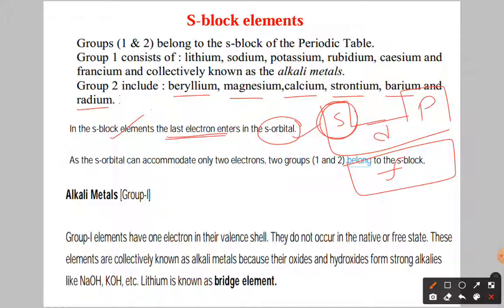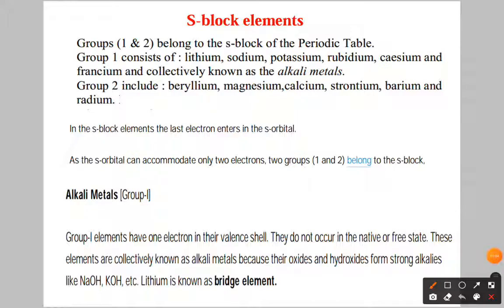So as you know very well, S orbital can accommodate a maximum of how many electrons? 2 electrons. So because of that reason, in S block we have only two groups, that is first and second, nothing but one and two. According to Roman numerals, you have the 1A and 2A.